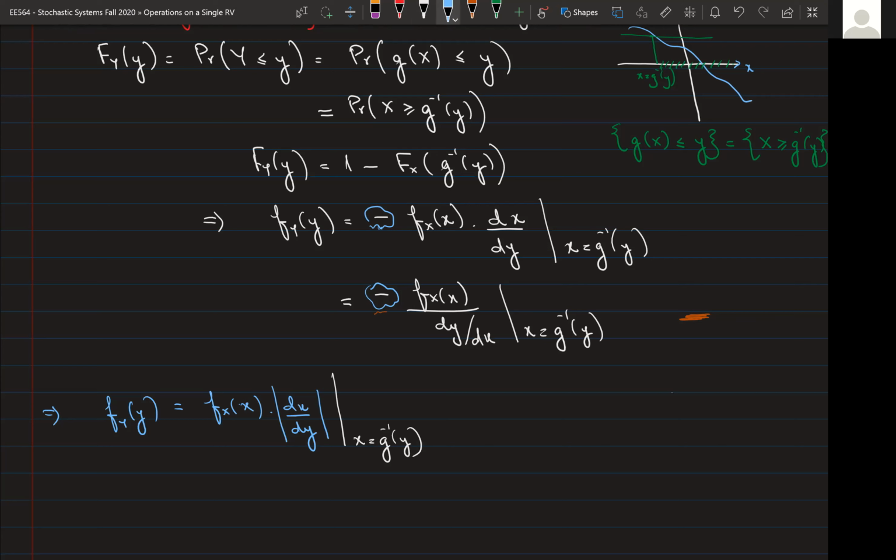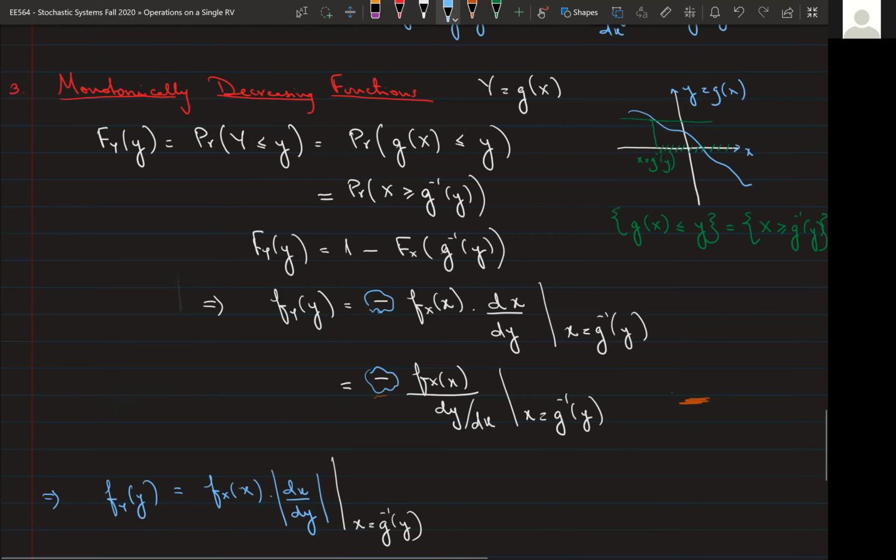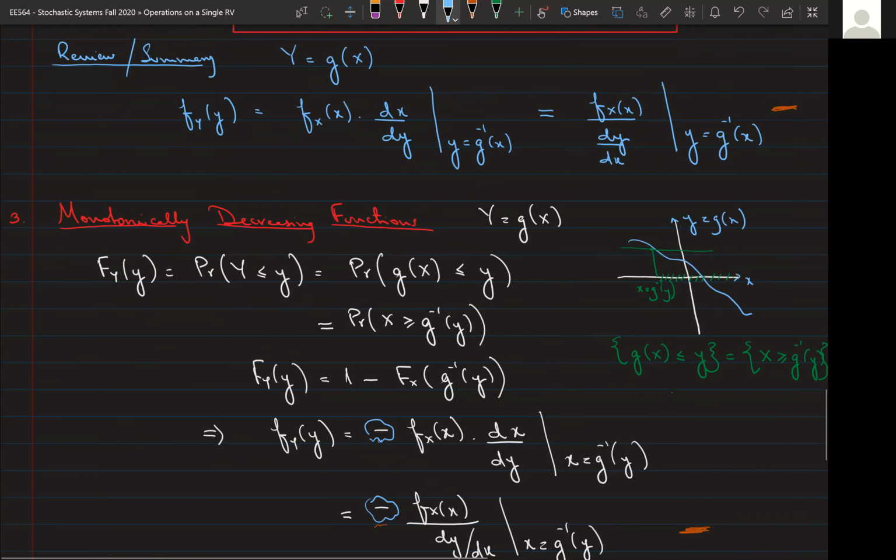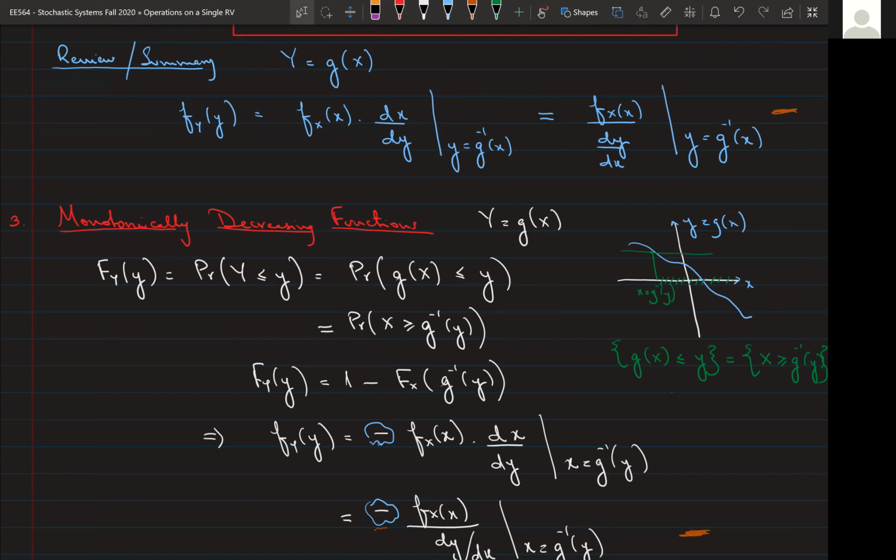Sir, I had a question. Yes, go ahead. Could you scroll up to the review part that we did at the start of the class? There we evaluated at y equals g inverse of x. That's not right. Ultimately, this has to be a function of y. So this is x equals g inverse of y, and this is x equals g inverse of y. Thank you.